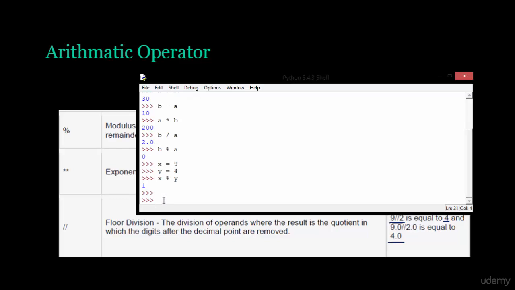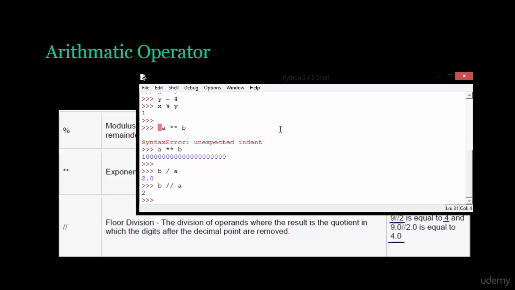Okay, the exponent, if I type here A exponent B, we do not have to keep a space here. A exponent B will give us this number. Okay, and the floor division, if I type B divided by A, this will give us 2.0. If I type B floor division A, this will give us 2. This is 2.0, which is the float number.